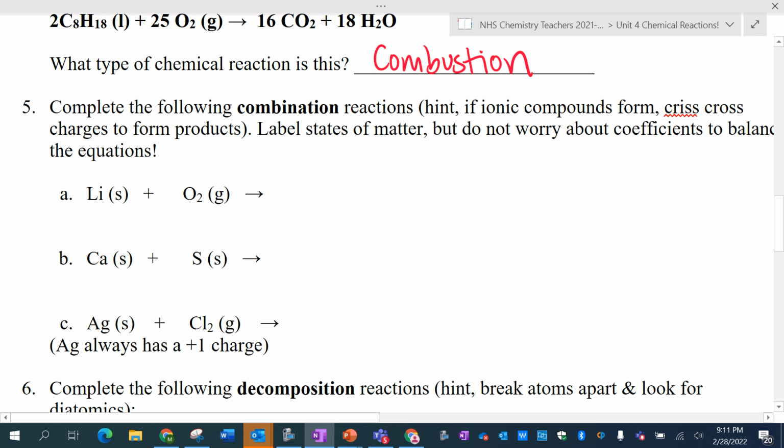Okay, so it says complete the following combination reactions. Hint, if ionic compounds form, crisscross charges to form products, label the states of matter, but don't worry about coefficients to balance. Okay, so lithium has a +1 charge, and it's in a new relationship. It was single before. It's in a relationship with oxygen now. So we're going to crisscross the charges. We just made Li2O, and ionic things are typically solids, so we're going to label that with an S.